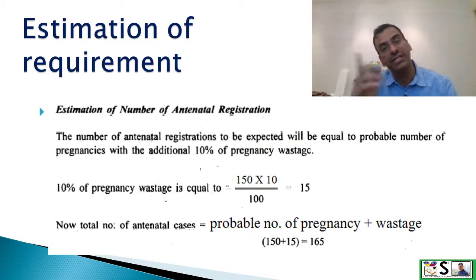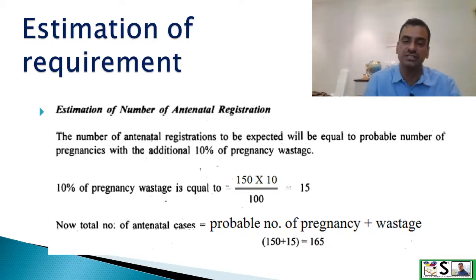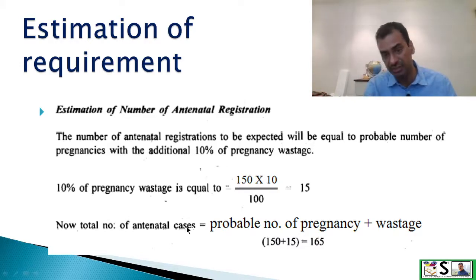Then estimation of the number of antenatal registrations. How many antenatal registrations will come? The expected number of antenatal registrations will be equal to the probable number of pregnancies plus an additional 10% pregnancy wastage. So we find 150 times 10 by 100. So 15 pregnancy wastage will be there, meaning abortions. The total number of antenatal cases registered may be the probable pregnancies plus wastage, that is 165. So 165 ANC registrations may be there. This we will write in the estimation.